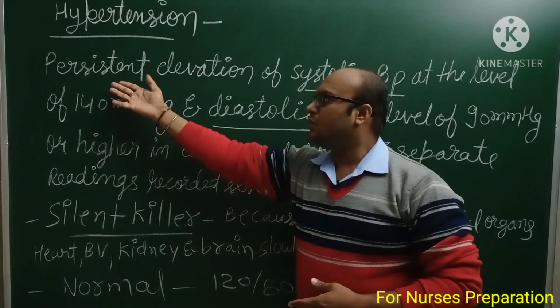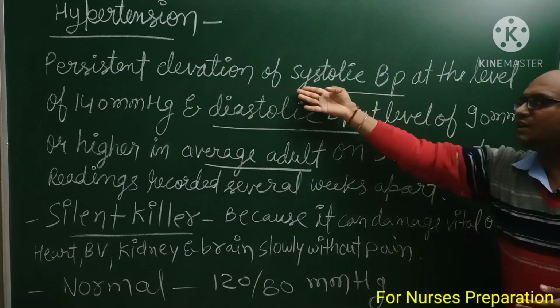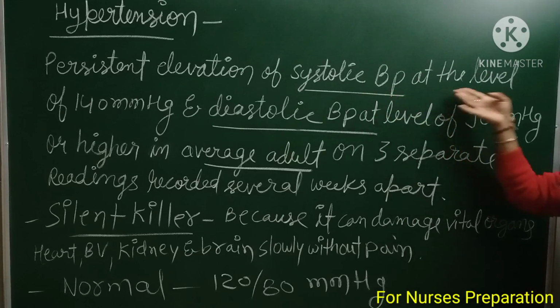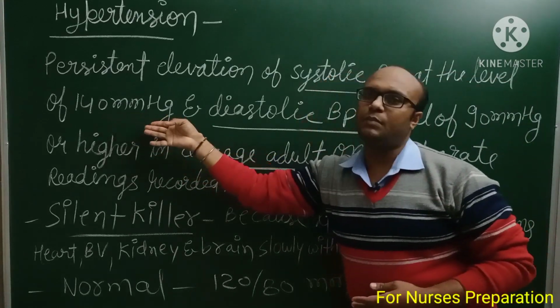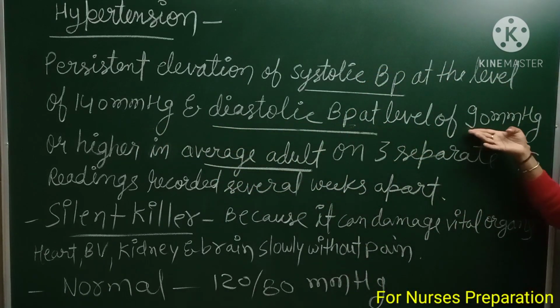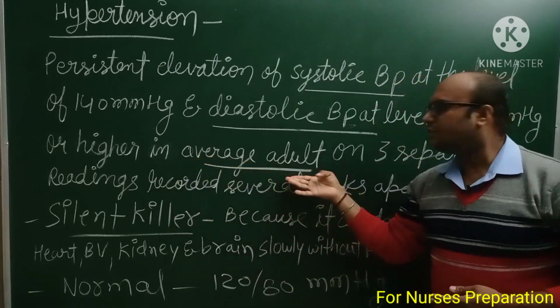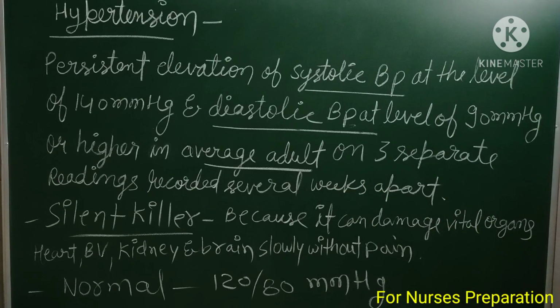Hypertension definition: persistent elevation of systolic blood pressure at the level of 140 mm of Hg, and diastolic blood pressure at level of 90 mm of Hg or higher in average adult on three separate readings recorded several weeks apart. We will discuss this definition. You have to focus upon the points which are underlined in this definition.